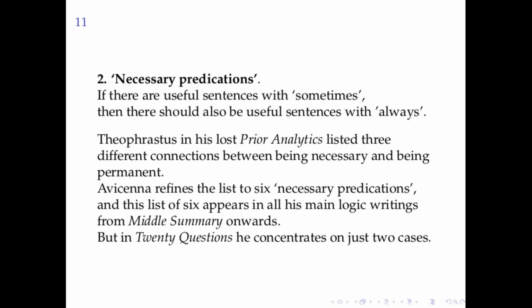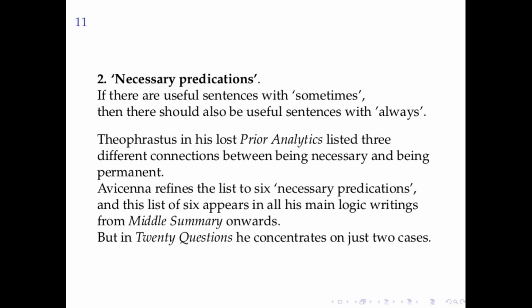The second thing that Avicenna reckoned he needed to do was to copy Aristotle's student and successor Theophrastus and study the ways in which we can use the notion of always to express some kind of necessity. Theophrastus, in his own prior analytics, had listed 3 such ways, and Avicenna reckoned that the job could be done better, and he made a list of 6.